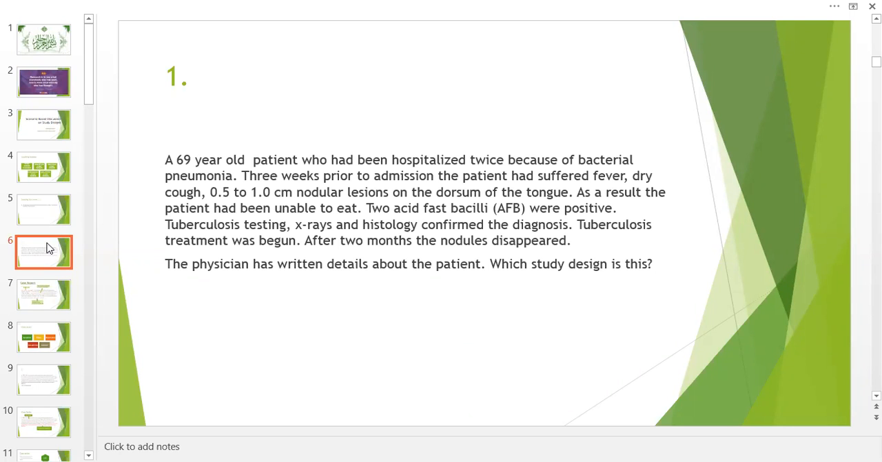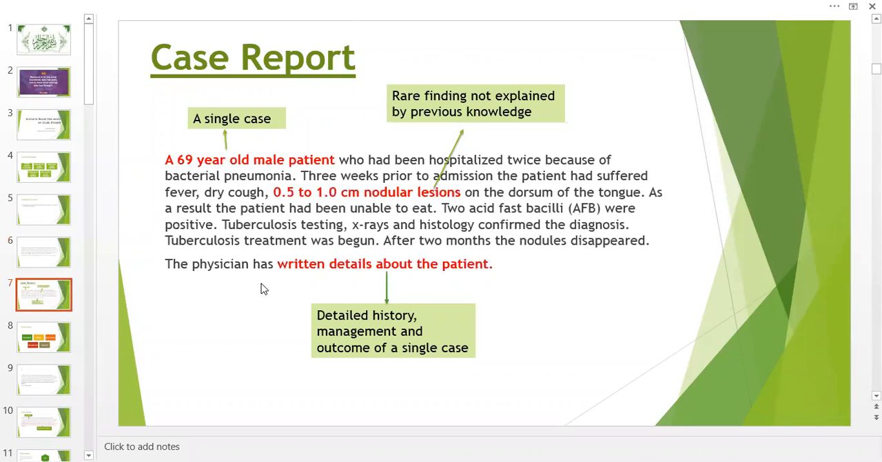Dr. Sadia Rafiq, would you please answer it? Yes, ma'am. Sure. The reason is this, ma'am. There's a single patient, and the physician is writing about the details of the patient, so it's the case report. Thank you very much. Very nice. Next, please. Yes, the correct answer is case report.